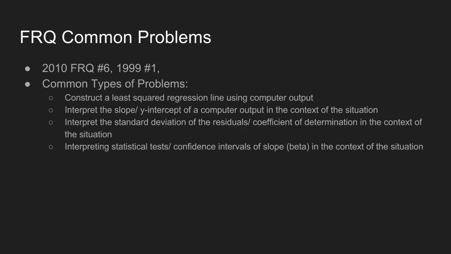We listed some common FRQ problems that they ask in the AP exams. The 2010 FRQ number 6 and the 1999 number 1 are both perfect examples of these types of problems. They'll often ask you to construct a least squares regression line using a computer output, interpret a slope of a computer output, interpret the standard deviation in the context of a certain situation, or interpret statistical tests or confidence intervals of slopes in the context of a situation.